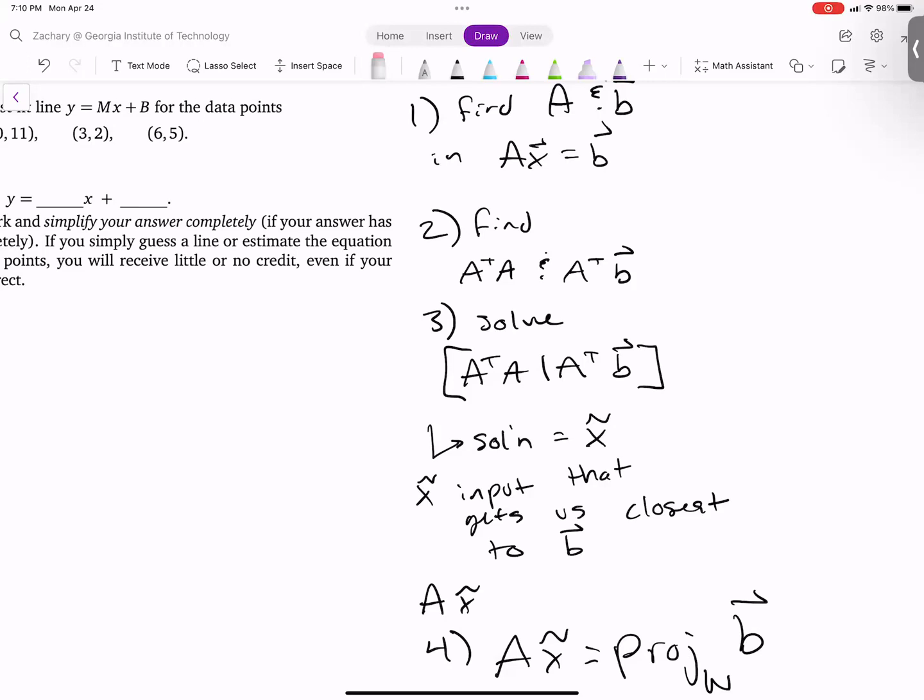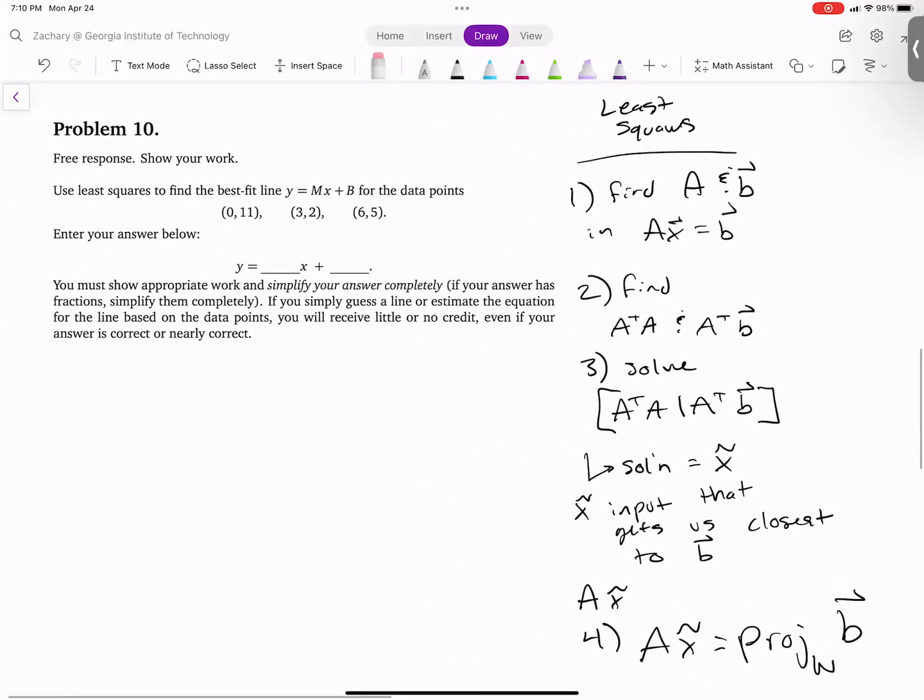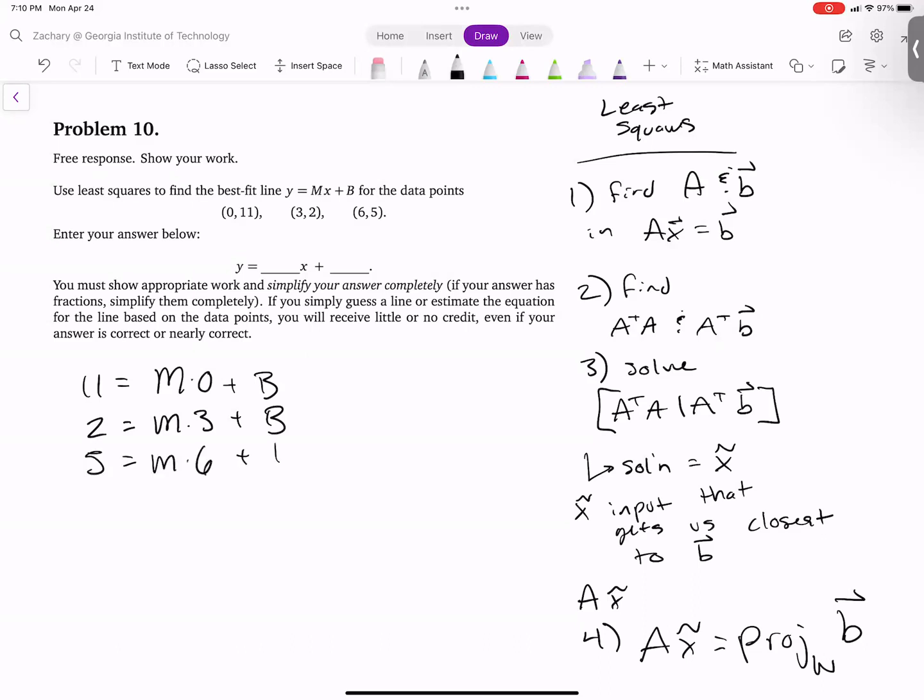So for this question, we first have to arrange it so that we have a least squares for y equals mx plus b. So we're solving for m and we're solving for b. When we plug in these points, what you should always do is try and make an A and make a B. When we plug in the first point, 11 equals m times 0 plus b. For the second one, we have 2 equals m times 3 plus b. And for the third point, we have 5 equals m times 6 plus b.